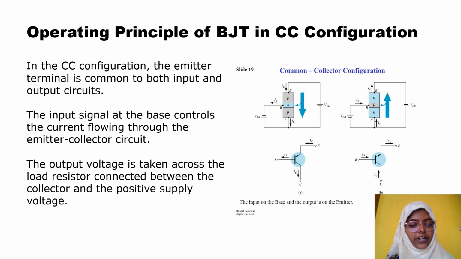Let us discuss the operating principle of BJT in CC configuration. In the CC configuration, the collector terminal is common to both input and output circuits. The input signal at the base controls the current flowing through the emitter collector circuit. The output voltage is taken across the load resistor.